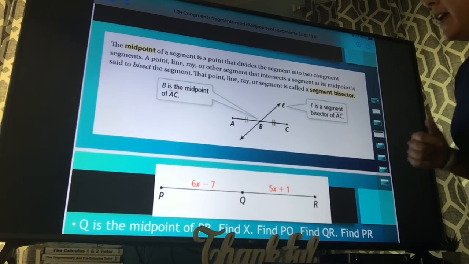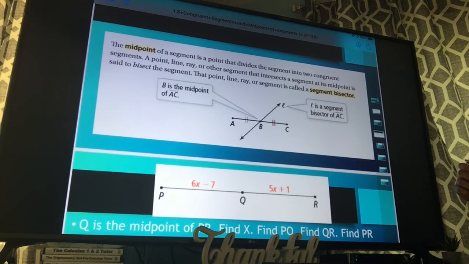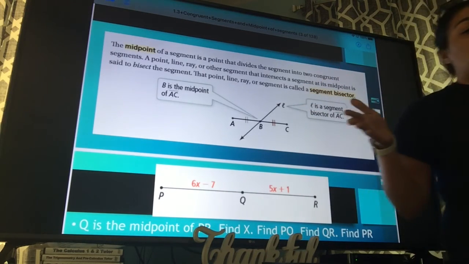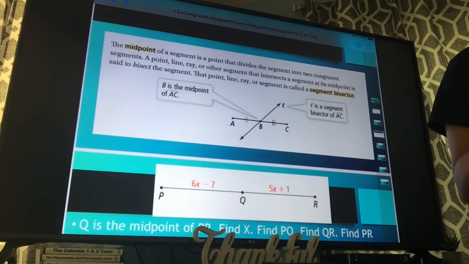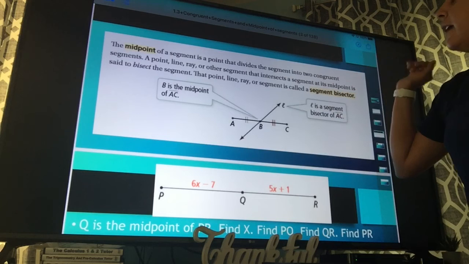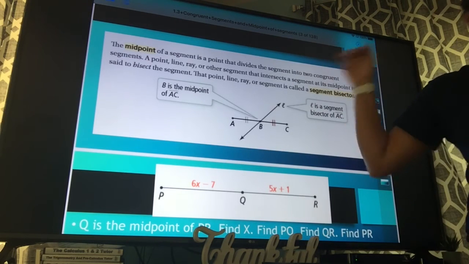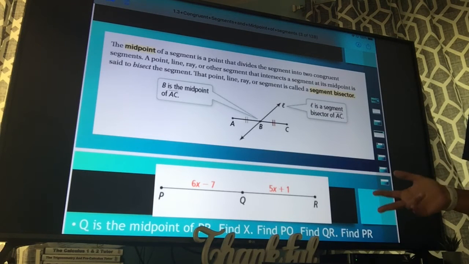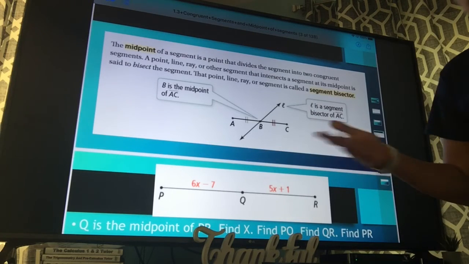So, the word bisect: a point, line, or ray, or other segment that intersects a segment at its midpoint is said to be the bisector of a segment. So what that's essentially saying is that if you have a segment AC from 0 to 4, there's a midpoint at B, which is 2. If you drew a line through B, that line bisects, or goes through the midpoint of that segment. So bisect to me is another word for midpoint. Is it technically? No, but essentially, yes.